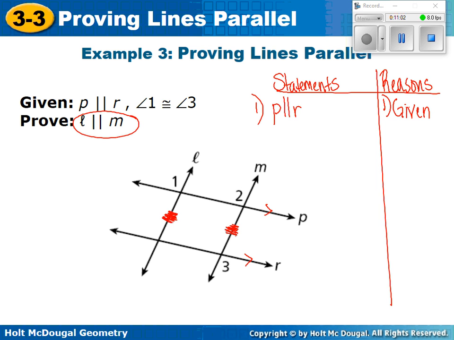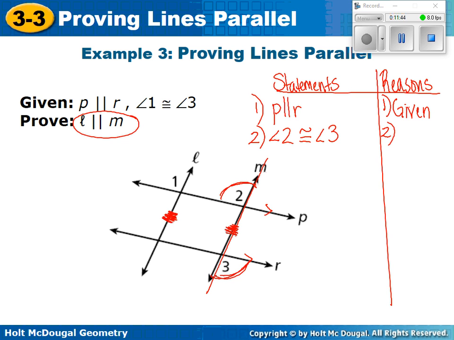Just from this, angle 1 is not made by transversal M, it is made by transversal L. So right now it doesn't have a relationship with angle 3, only with 2. And we don't know that these are parallel, so we don't know that 1 and 2 are congruent. Okay. We do know that 2 and 3, if I'm using just these two lines and this transversal, are alternate exterior, and therefore if the lines are parallel, they are congruent. Okay? So we could say step number 2, angle 2 is congruent to angle 3.